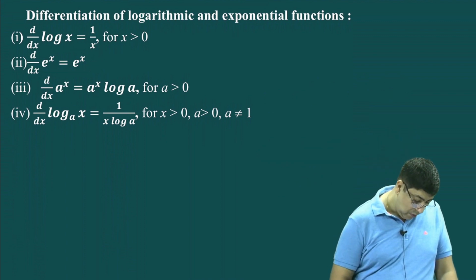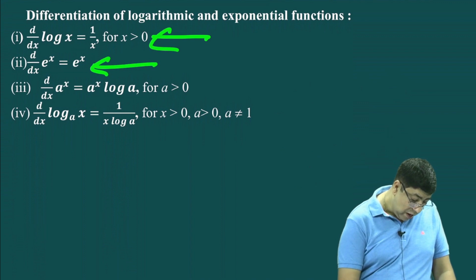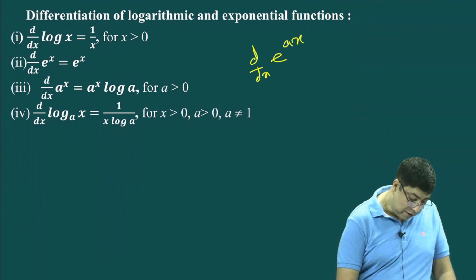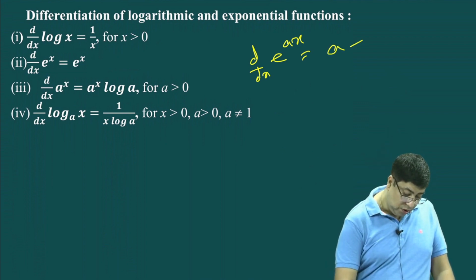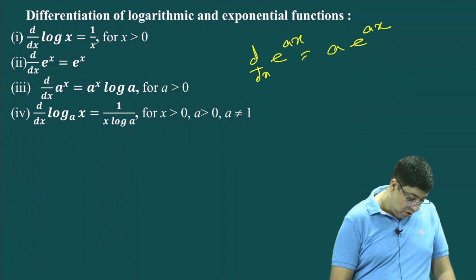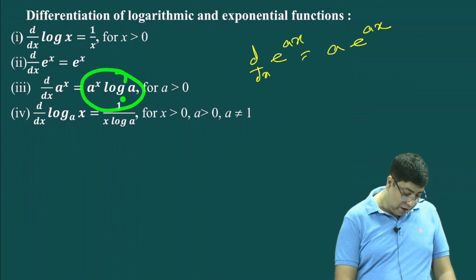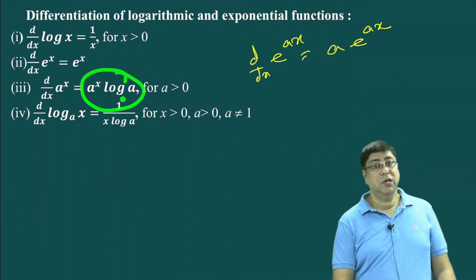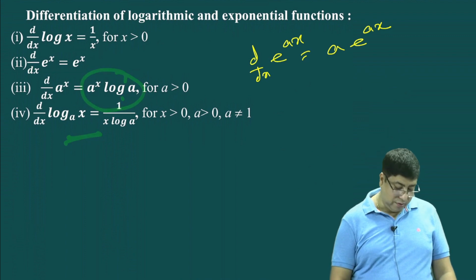Next, once again I am telling you, differentiation of log x is 1/x, differentiation of e to the power x is e to the power x. If it is differentiation of e to the power ax, a comes out as usual, so a e to the power ax. Differentiation of a to the power x is a to the power x into log a. Remember, it is actually ln a, the base of the log is e. And the last formula, we can apply the same as log calculation.